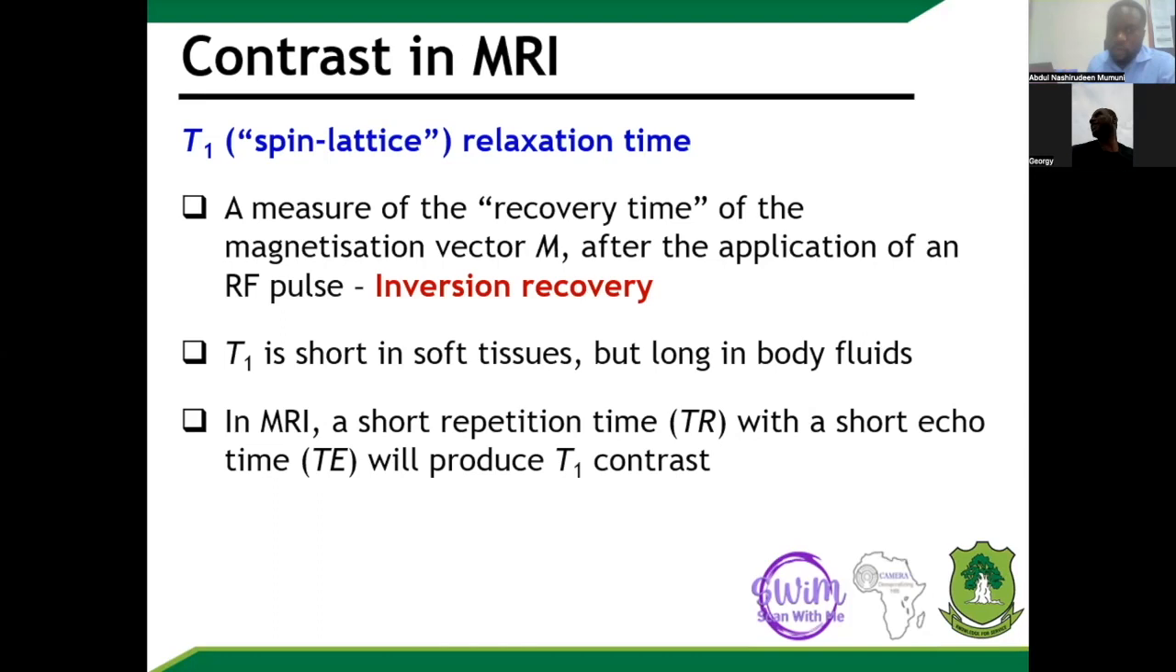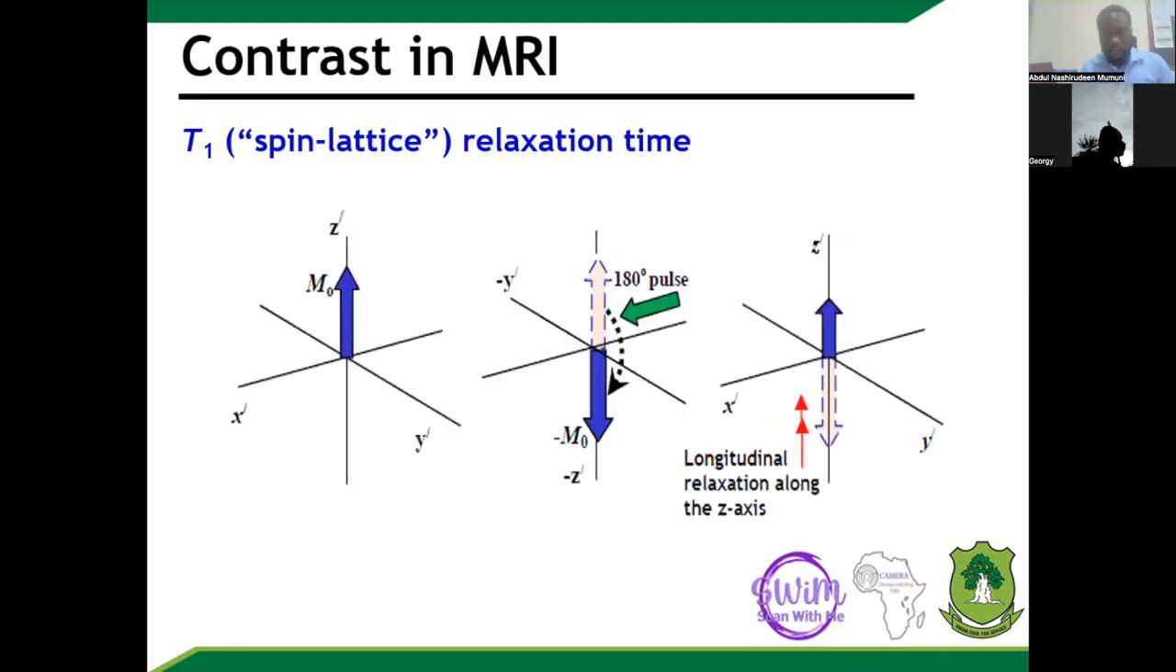Note that T1 is short in soft tissues, but long in body fluids because the spins are free to move around in fluids. So it takes a longer time for them to come to, quote unquote, rest. I've already mentioned how we create T1 contrast using short rep time with short echo time. This is how we do it.